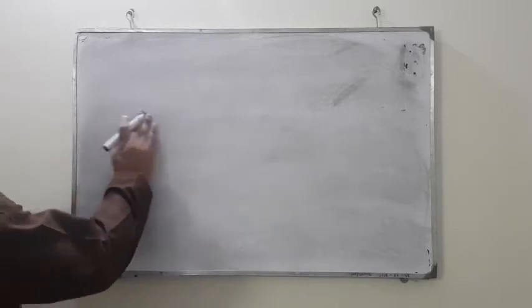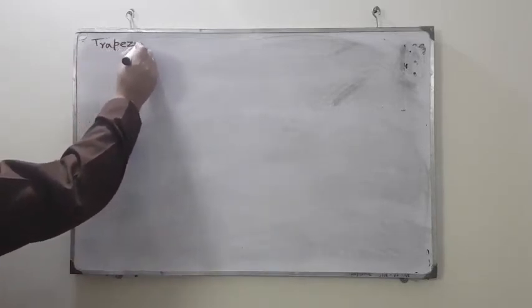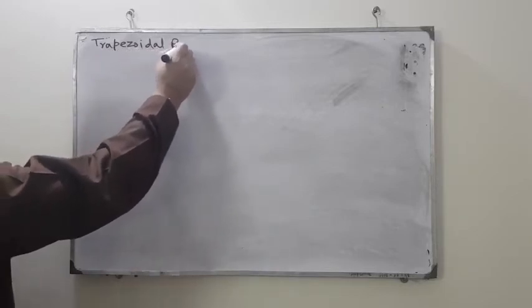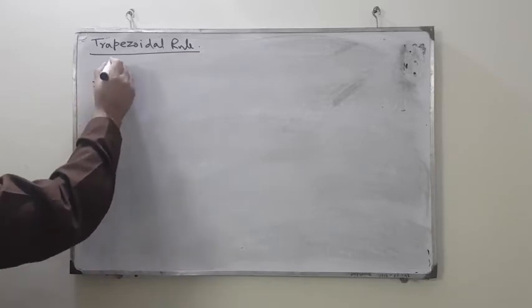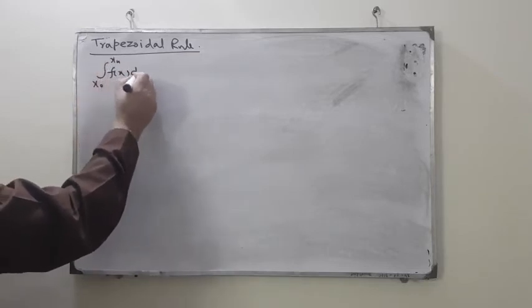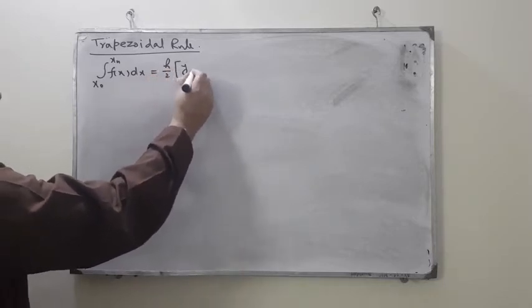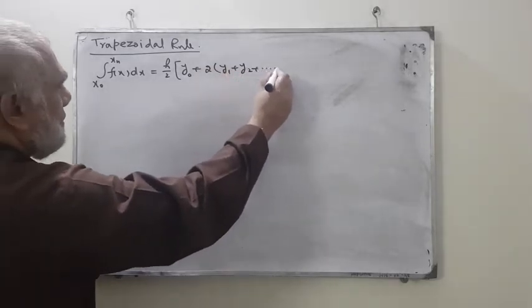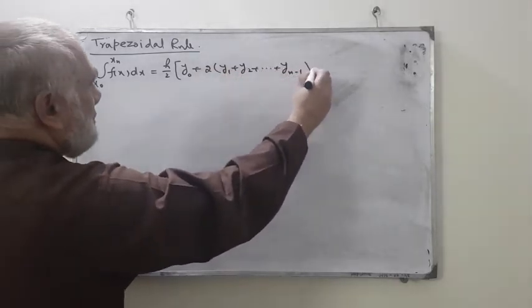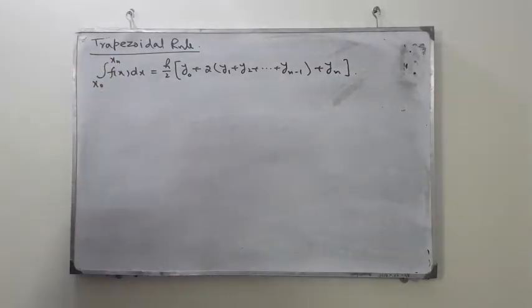Okay, the first formula is the trapezoidal rule. The integral from x0 to xn f(x) dx can be written as h by 2 times y0 plus 2 times y1, y2 and so on up to yn minus 1, and plus yn. So this is the formula for the trapezoidal rule.